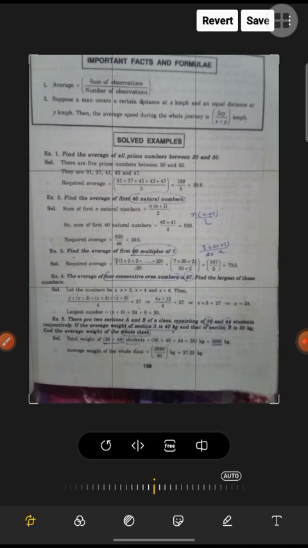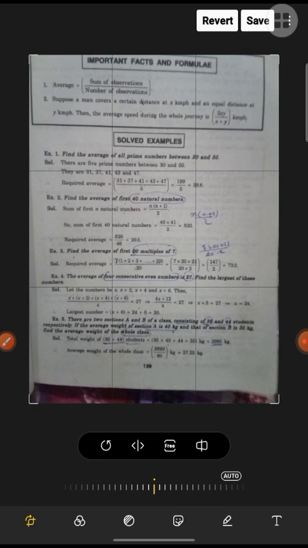There are two sections, A and B, of a class consisting of 36 and 44 students respectively. The average weight of section A is 40 kg and of section B is 35 kg. So 36 into 40 plus 44 into 35, and that is 2980. Now we are dividing this by 80. How do we get this 80?